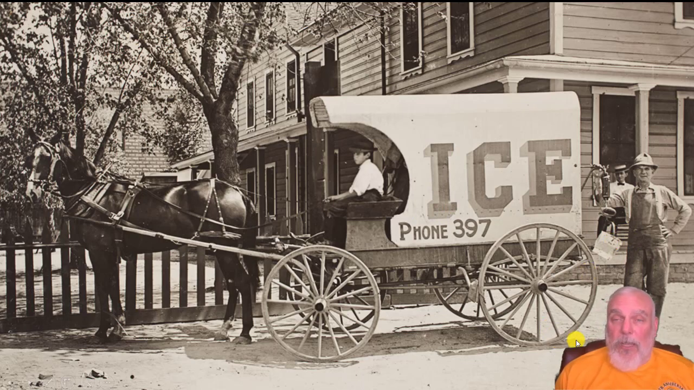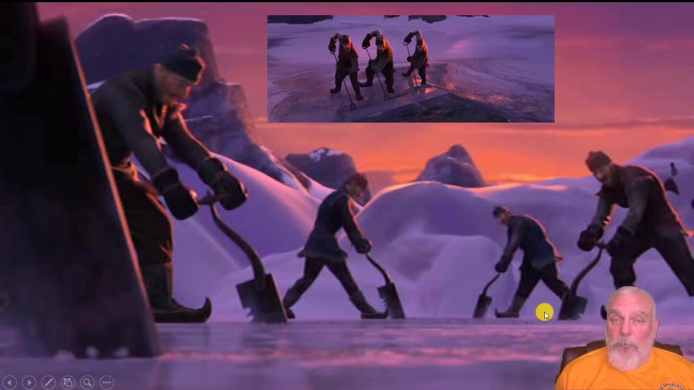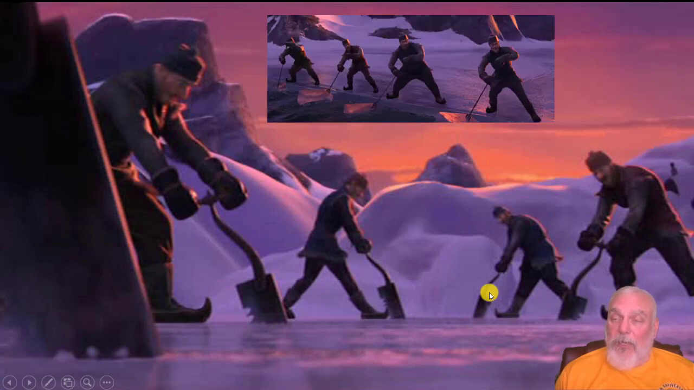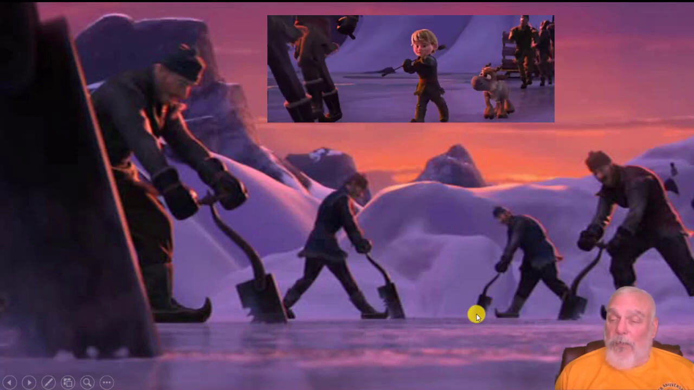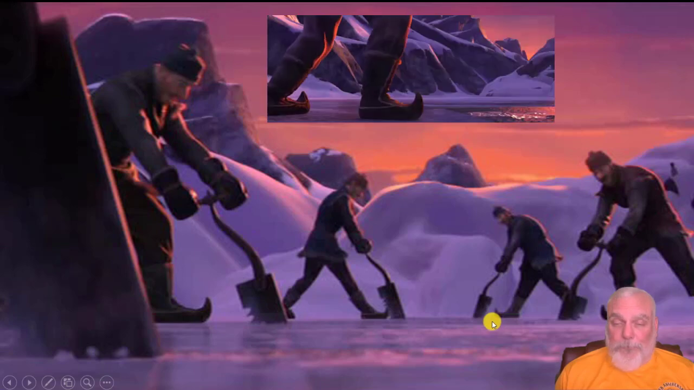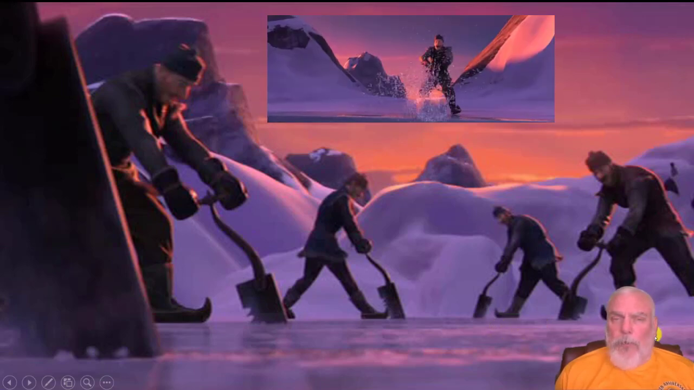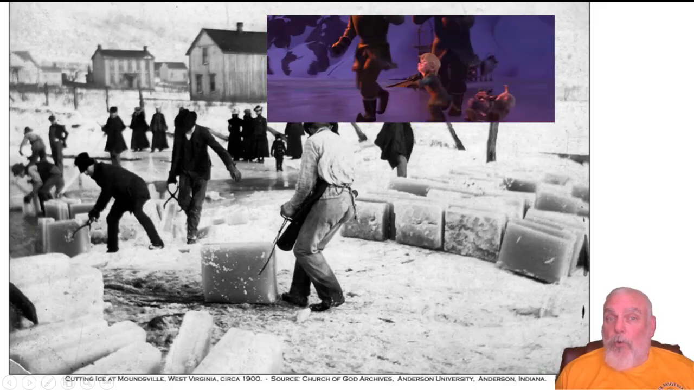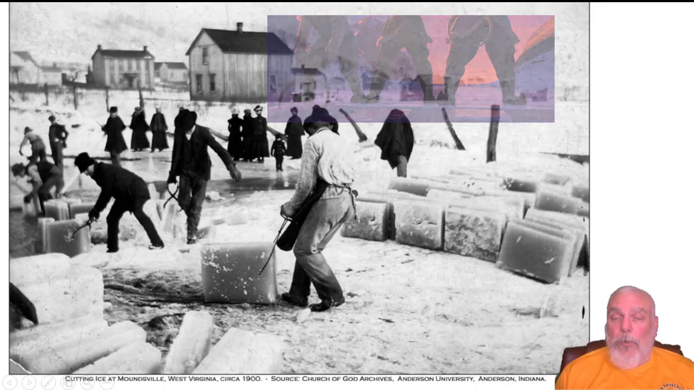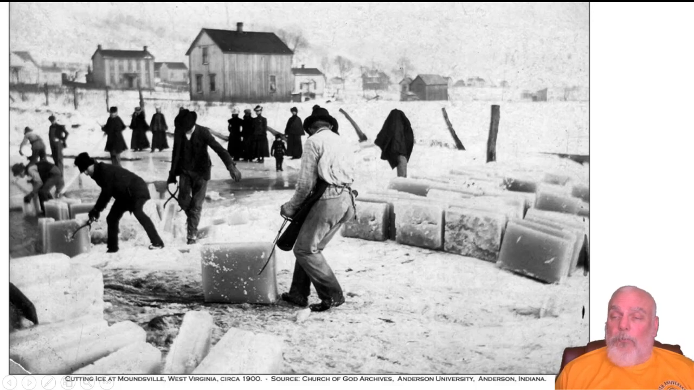And where did he get these big blocks of ice? Well, you might remember the movie Frozen at the very beginning, where the guys were cutting the blocks of ice from the lake, and that's actually true. I mean, people would actually do that. So here's a photo from Indiana where people are cutting blocks of ice off of a frozen lake and stacking them over here, and they're going to use that to sell so people can keep their ice boxes cold.